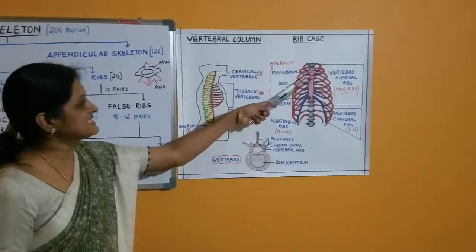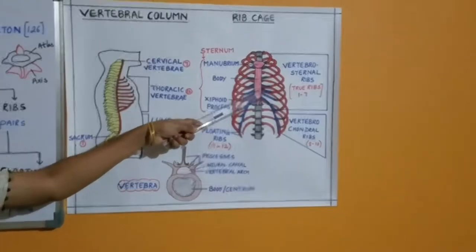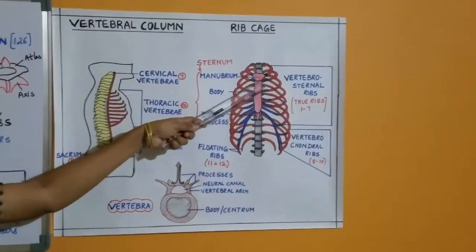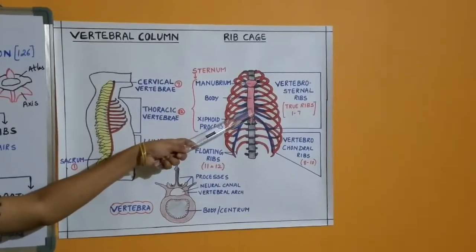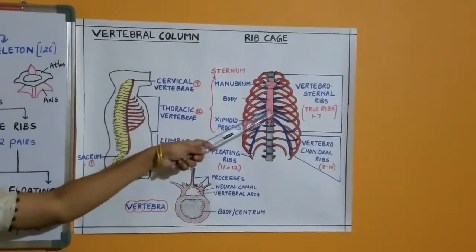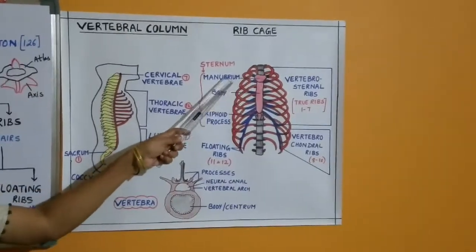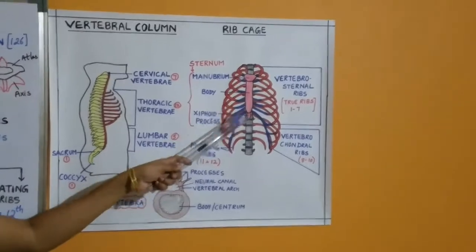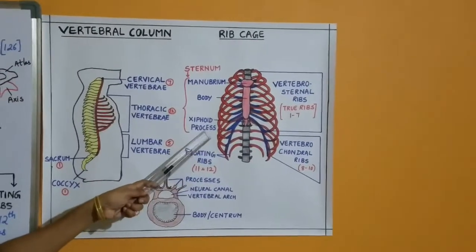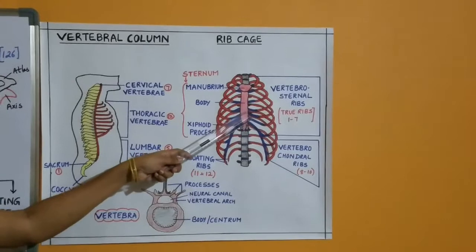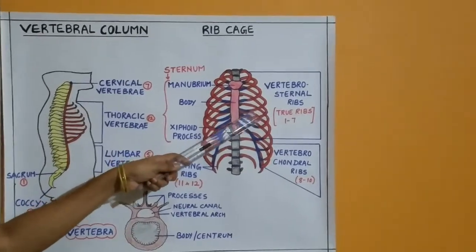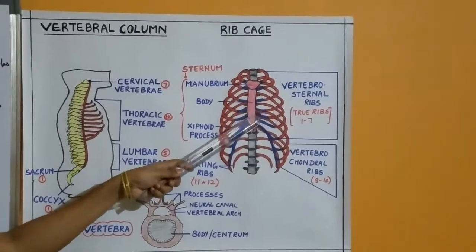The next one is the sternum, which is also called the breastbone. It is a flat bone present in the mid-ventral line of the thorax and it is made up of 3 parts: the upper one, manubrium, the middle part, body, and the third one, the xiphoid process. The sternum provides space for the attachment of the ribs and the abdominal muscles.